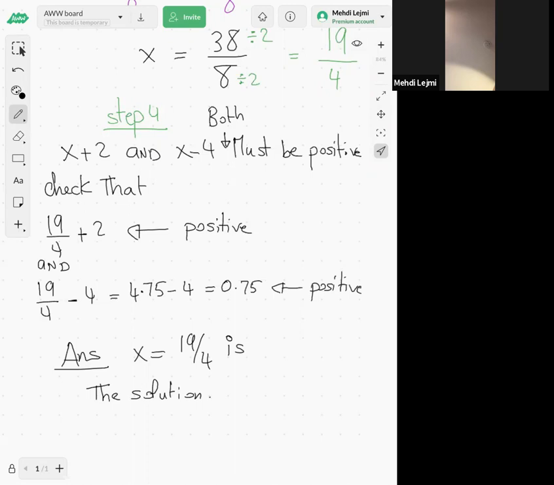All right. So again, both, they must be positive, the x plus 2 and the x minus 4. If one of them is not positive, then you have to reject the solution. All right, so that's for the logarithmic equations.